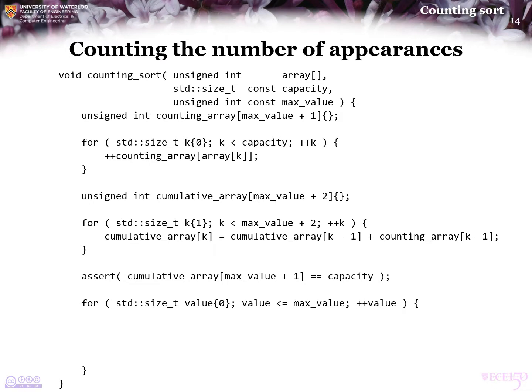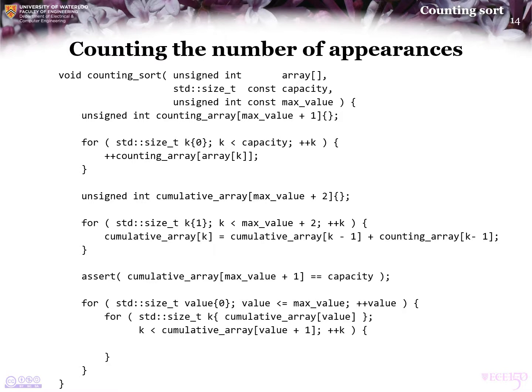So now we will be going through each possible value, and the entries of the array that should take on each of these values go from the index at cumulative array of value up until but not including the index of the next value in the cumulative array. And then we just assign that kth entry the value that should be at that location.